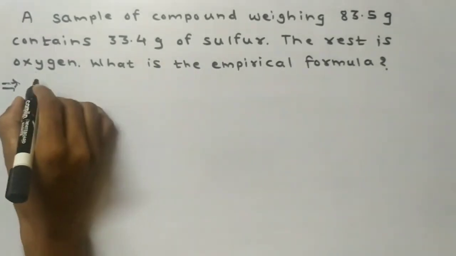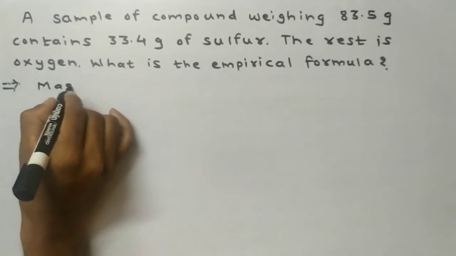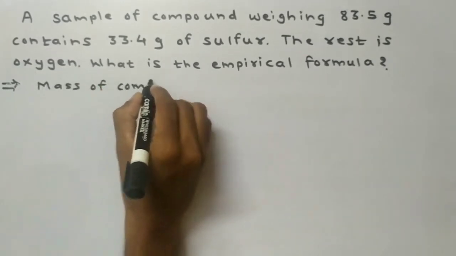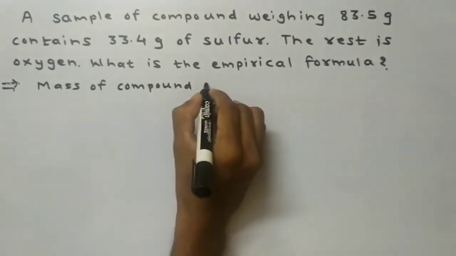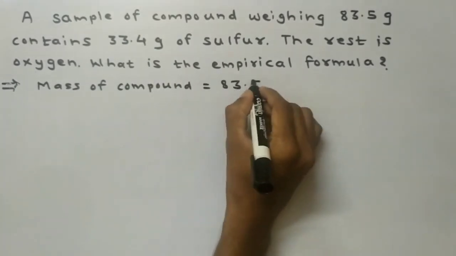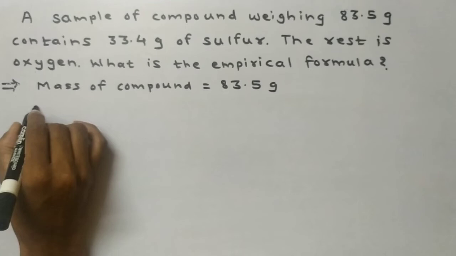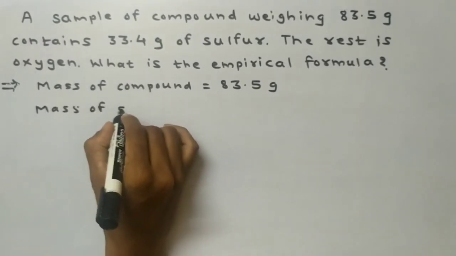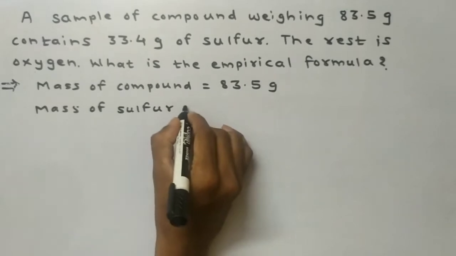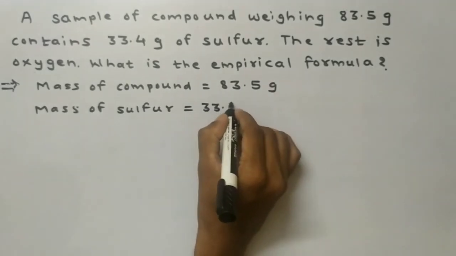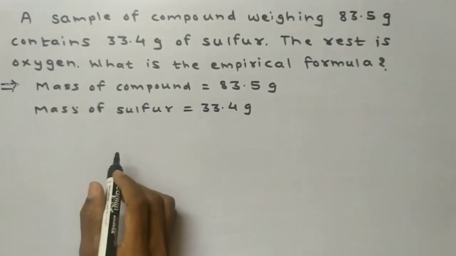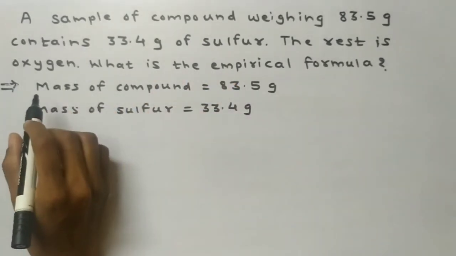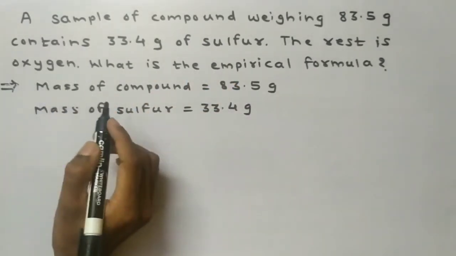Now we know the mass of the compound is 83.5 grams. Also, we know the mass of sulfur, which is 33.4 grams. Now the rest is oxygen, which means it is a binary compound, a compound with the elements sulfur and oxygen.